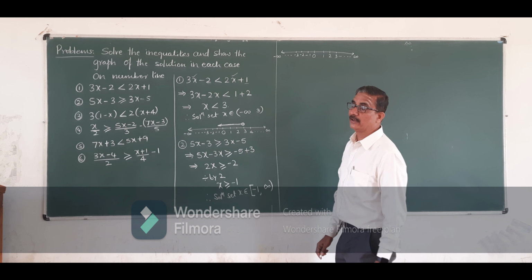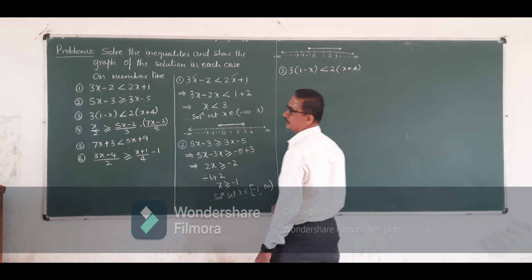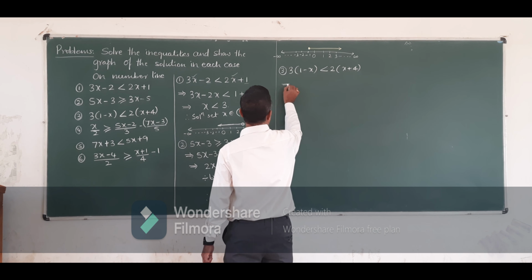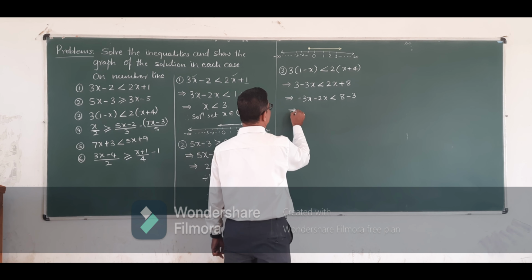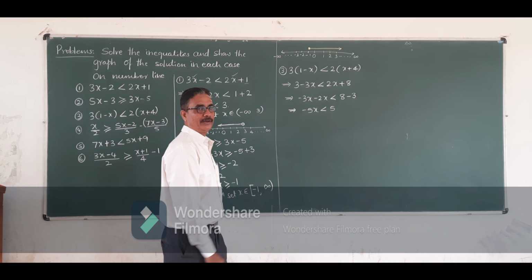Whereas the third problem: 3 times 1 minus x less than 2 times x plus 4. Simplify. This implies 3 minus 3x less than 2x plus 8. Rearrange. Minus 3x, take 2x to the left side, minus 2x less than 8, 3 goes to the right side, minus 3. So minus 3x minus 2x, minus 5x, less than 8 minus 3, 5.